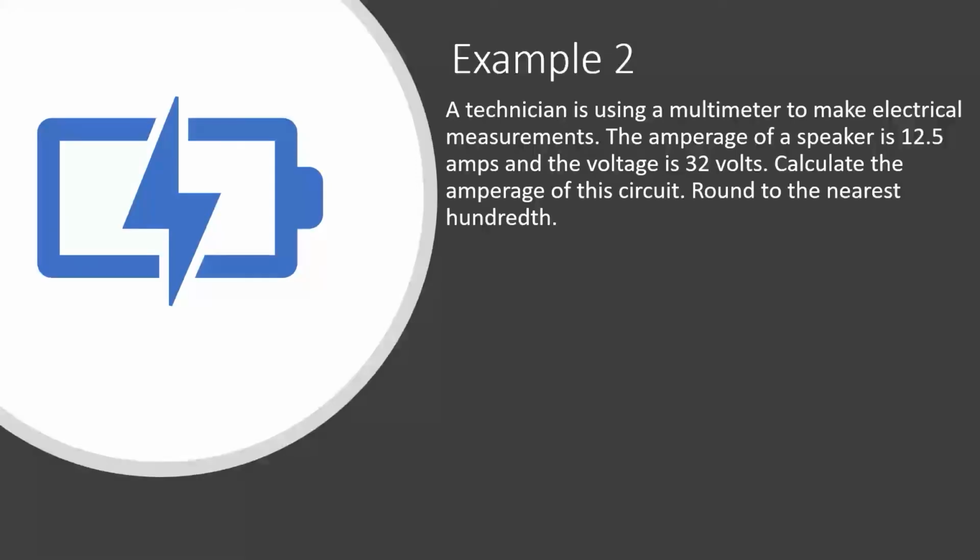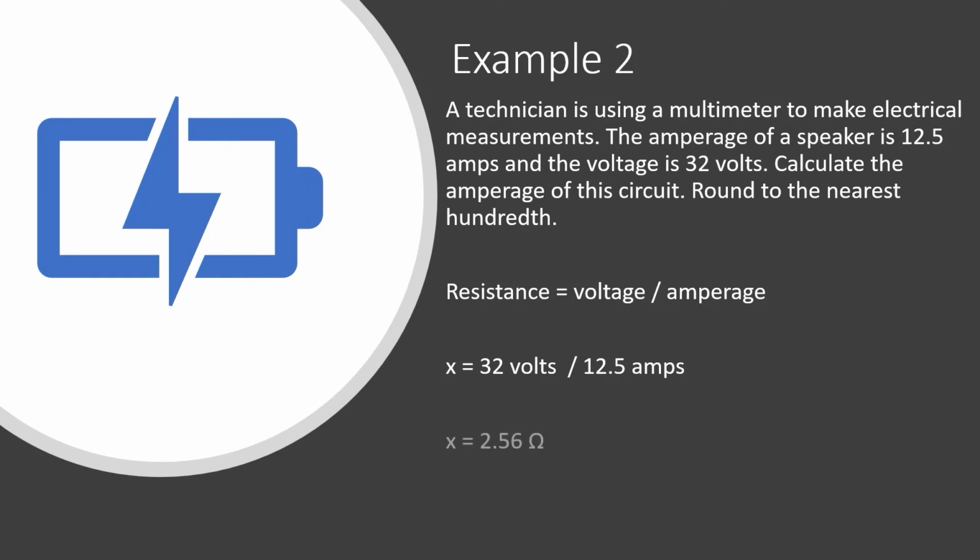In this case, because we're looking to solve for resistance, we'll use the formula resistance equals voltage divided by amperage. Because we don't know what resistance is, we'll represent it with X. Thus, X equals 32 volts divided by 12.5 amps. Based on our calculations, we can say the taillight bulb circuit has a resistance of 2.56 ohms.